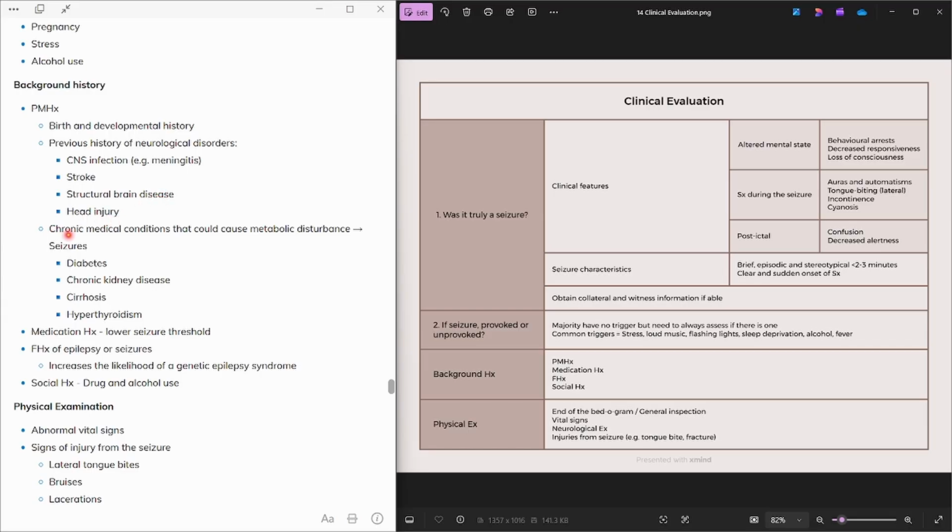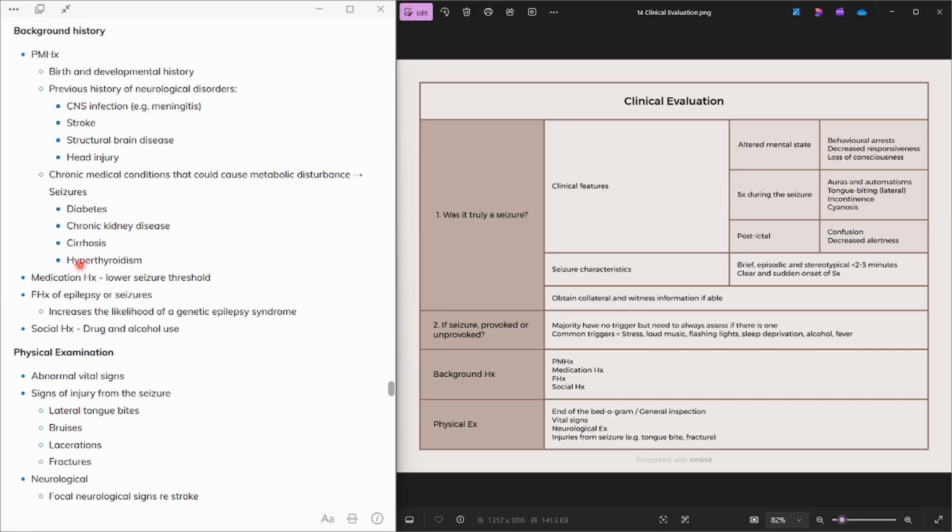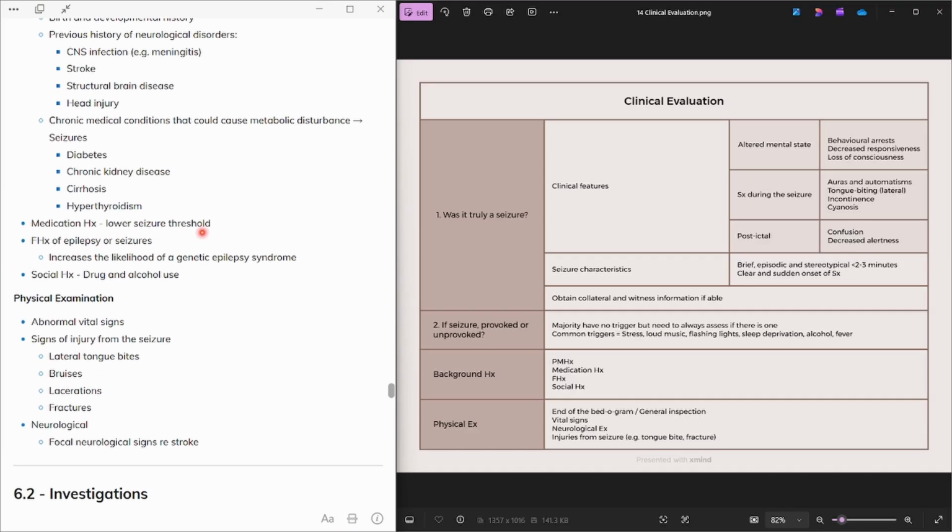We also want to identify if they have any chronic medical conditions that could cause metabolic disturbance that may lead to a seizure, such as diabetes, chronic kidney disease, cirrhosis of the liver, and thyroid disease. We also want to take a thorough medication history to identify any possible culprit medications that may lower the patient's seizure threshold.